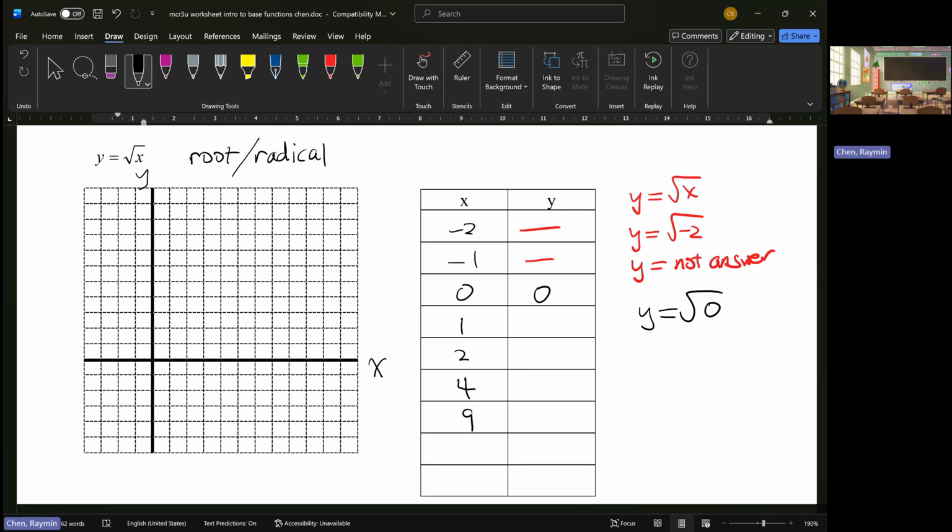How about the square root of 1? The square root of 1 is 1. Now the square root of 2, it does exist. And even I don't memorize my thing. My calculator just died on me. Oh my gosh.